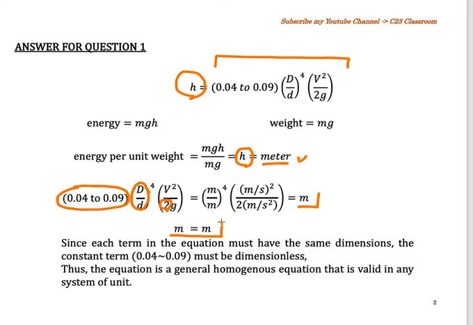Since each term in the equation must have the same dimension, the constant term 0.04 to 0.09 must be dimensionless. Thus, the equation is a general homogeneous equation that is valid in any system of units.